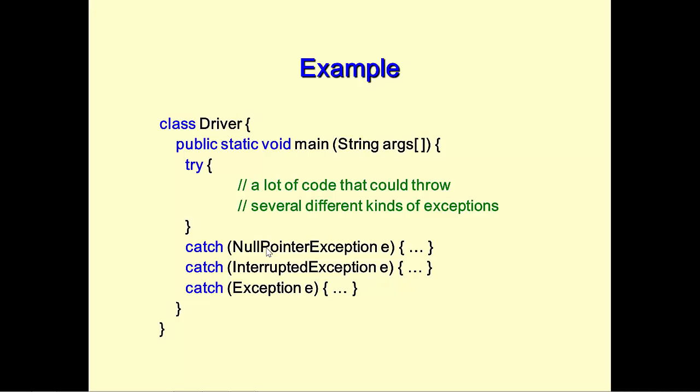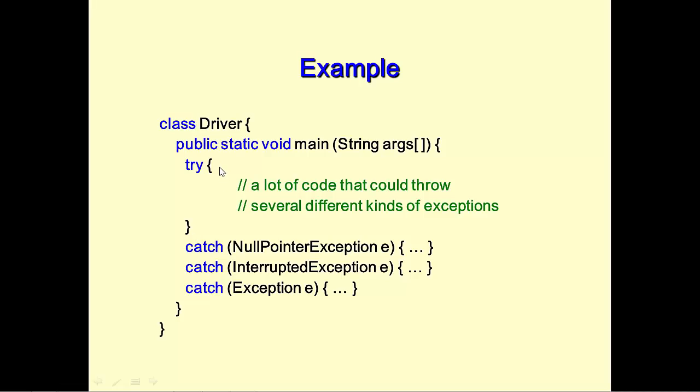So let's see an example of what we're talking about here. You can see that we have a try block, and we also have multiple catch blocks down here. So watch what would happen. This try block could throw any number of kinds of exceptions, and if it throws a null pointer exception, this catch is going to run.